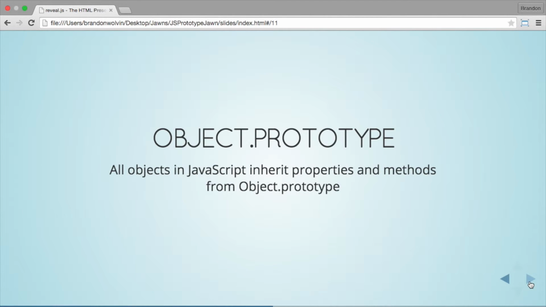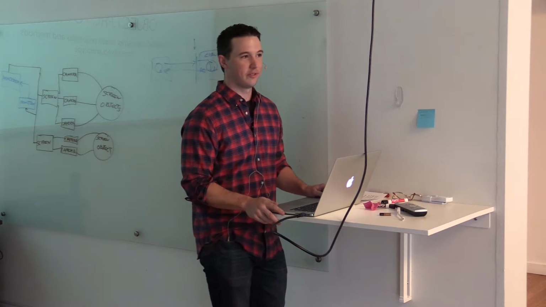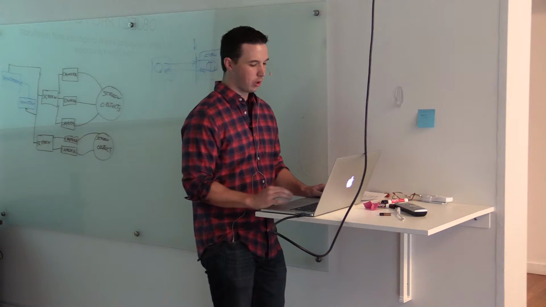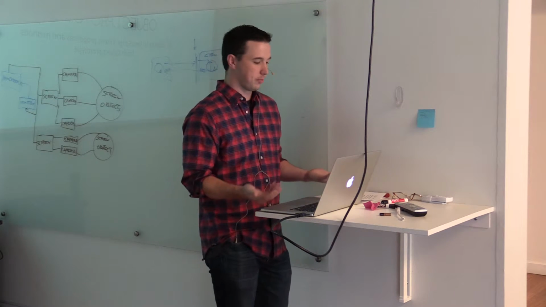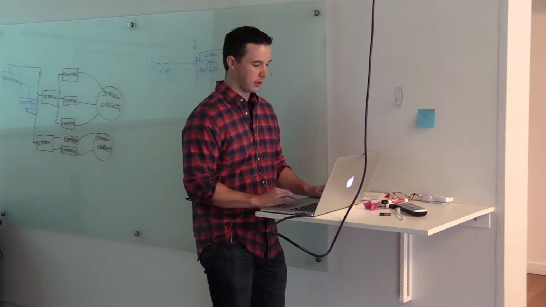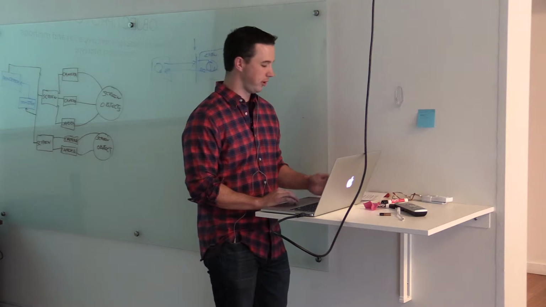Cool. So Object.prototype. As I mentioned, all objects in JavaScript descend from Object. So all objects essentially have access to this prototype object that we can inherit properties and methods from.